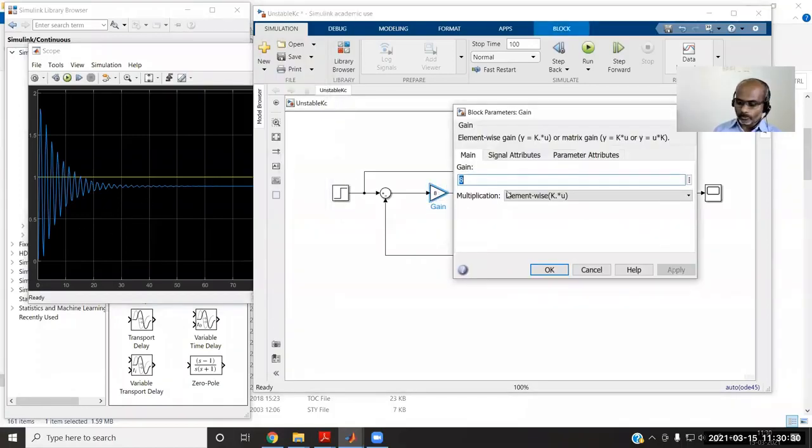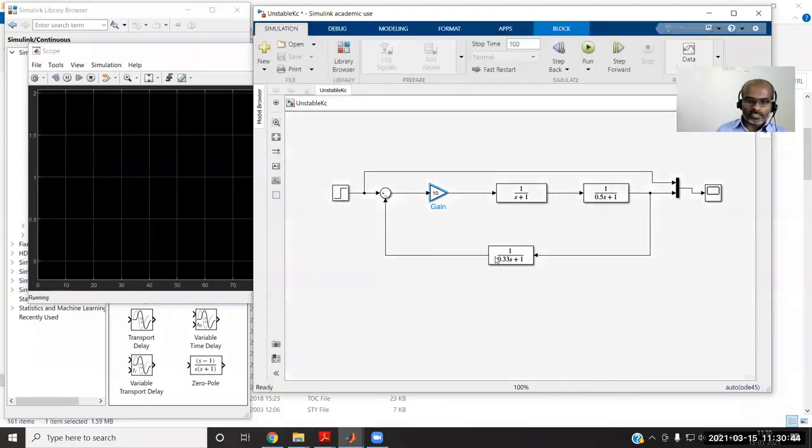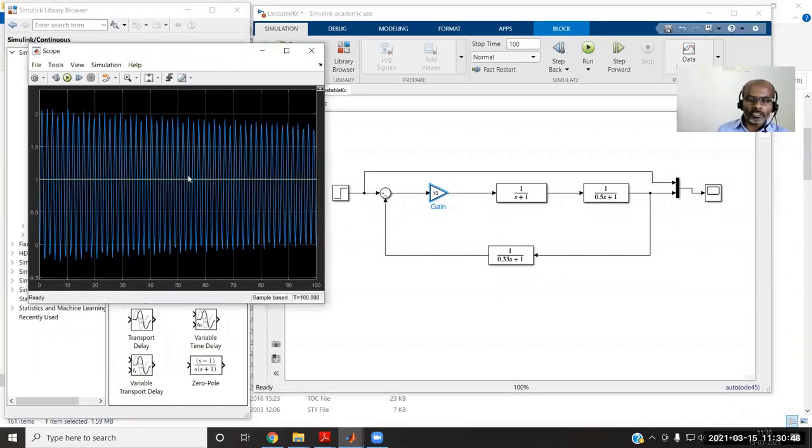Beyond 8, what happens if we put 10? We are seeing a typical case. It is not a general case. At a value of Kc of 10, any system will be unstable. For this problem, we can see the oscillations keep on there, but still the oscillations are going to reduce.